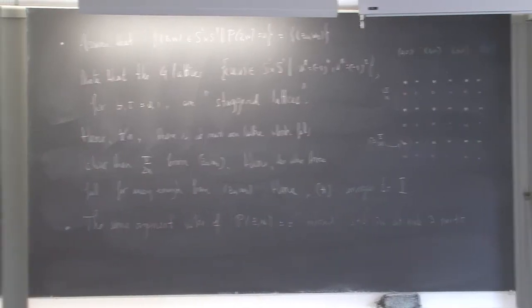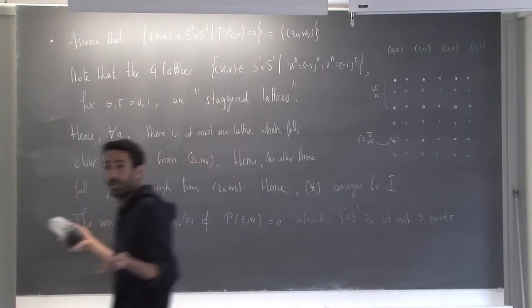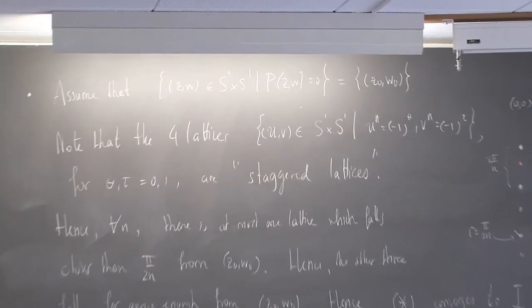But now let's assume that it intersects it at 4 points. A priori, this might happen, right? Then we're in trouble.